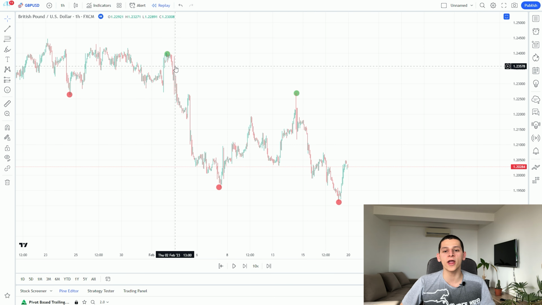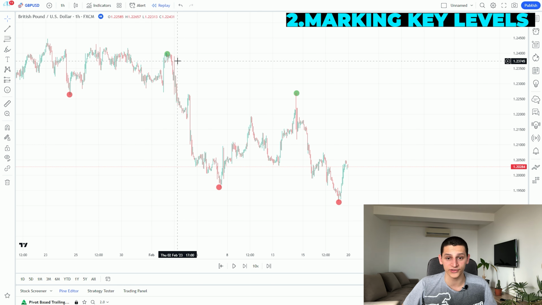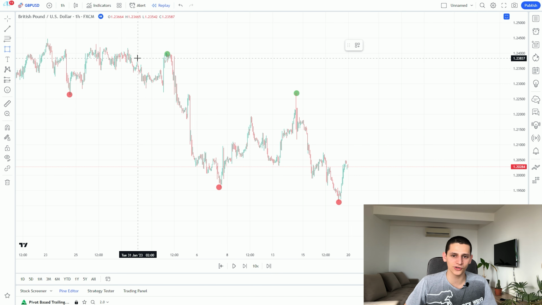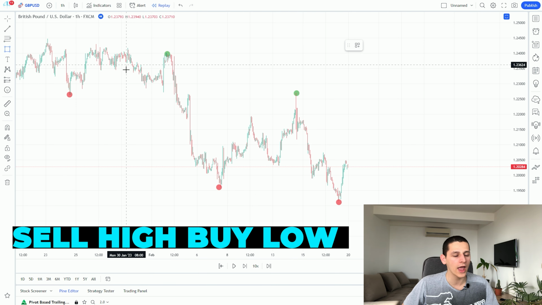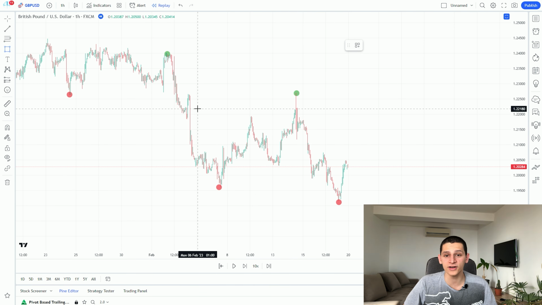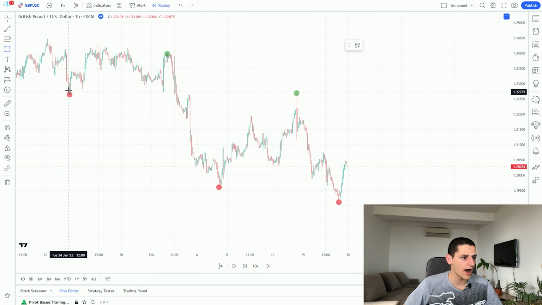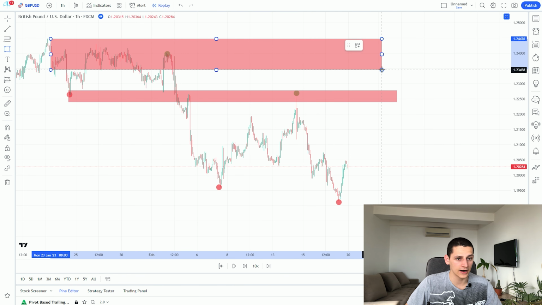After we have already successfully defined our trend, it's time for the second step, namely marking key levels. Under key levels, understand trend lines, support and resistance zones, liquidity, order blocks, and etc. Let's start with the resistance zones, because during a bearish trend, we want to sell high and buy low. Sell at every strong resistance and take profit at every strong support. Marking these two strong resistances right here.